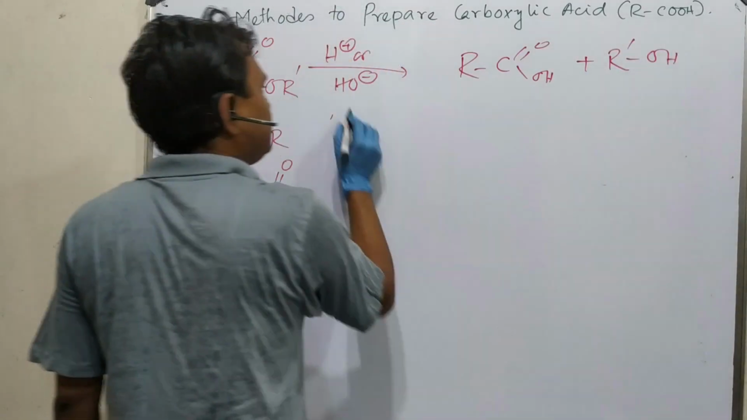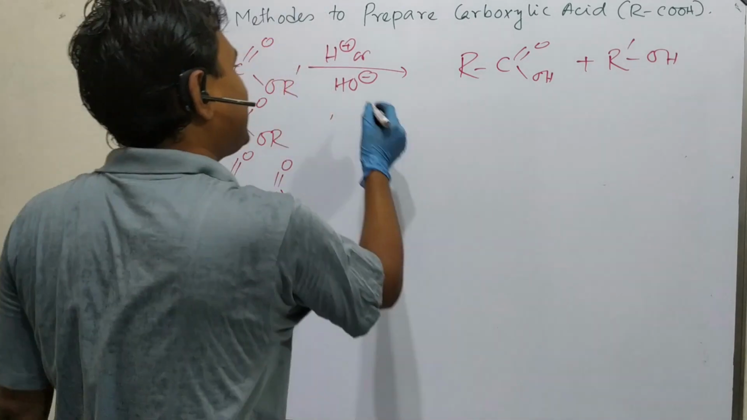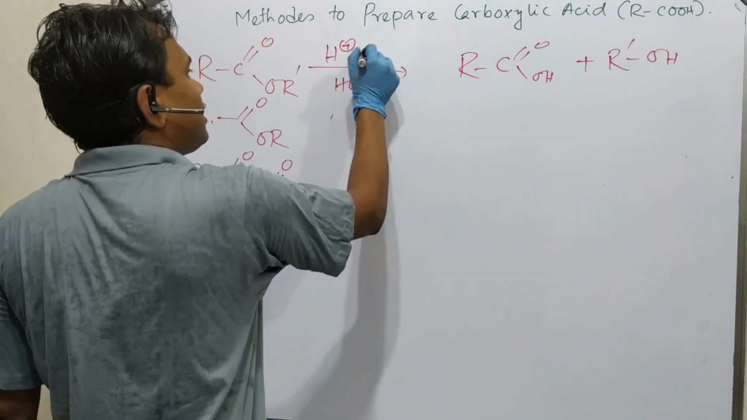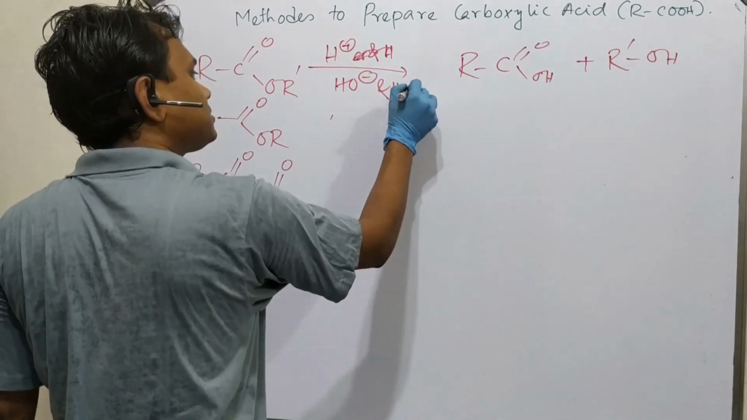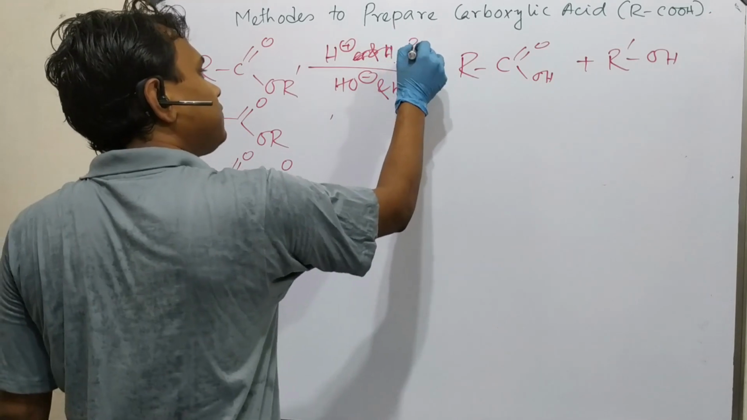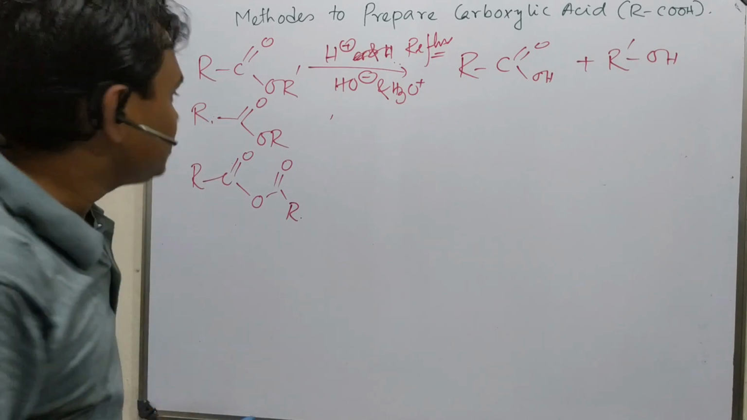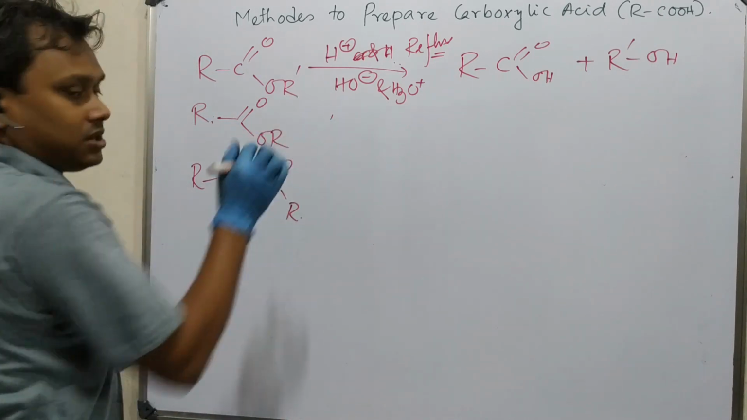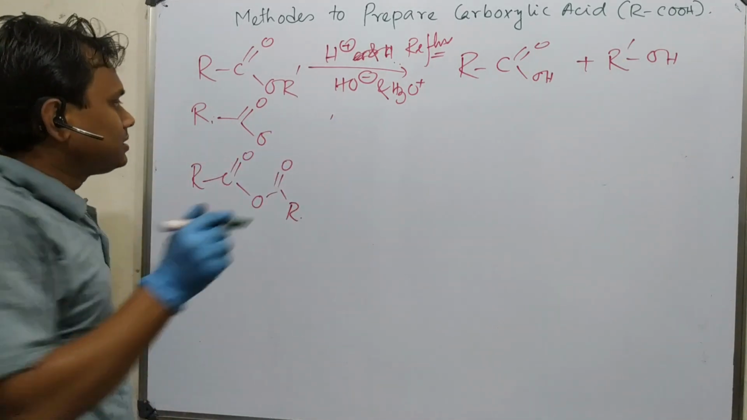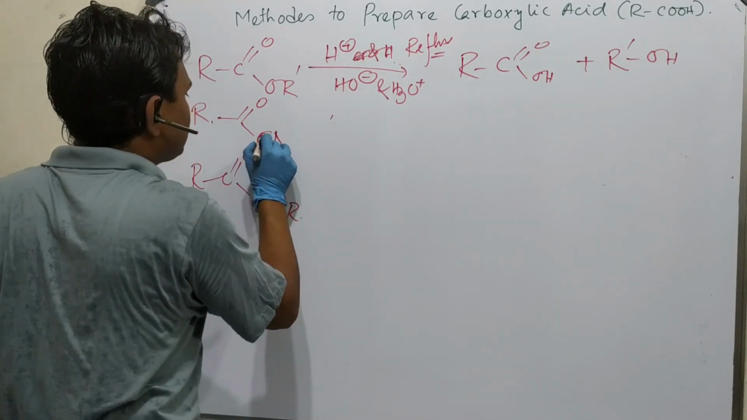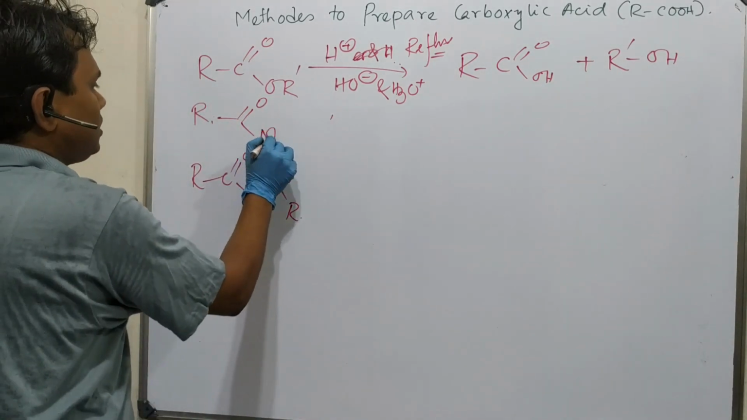And if you do it in alkaline medium, then you need to neutralize by workup, that is H3O plus. In all these cases reflux is needed, because it is not that easy to hydrolyze. So this is ester, and this must be amide, RCONH2.